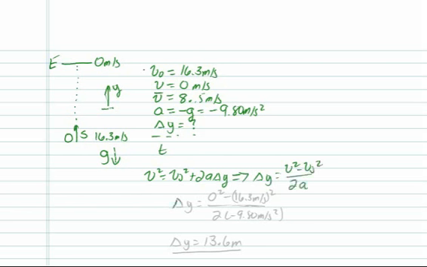So we can finish this. Delta y equals 0 squared minus 16.3 meters per second, squared, over 2 times negative 9.80 meters per second squared. As we look, we're going to have a negative on the top and a negative on the bottom, which will cancel. And we end up with delta y as 13.6 meters. And that's our answer. And our quick check, delta y is positive. We called positive y up. They agree in sign, which makes sense for this problem.